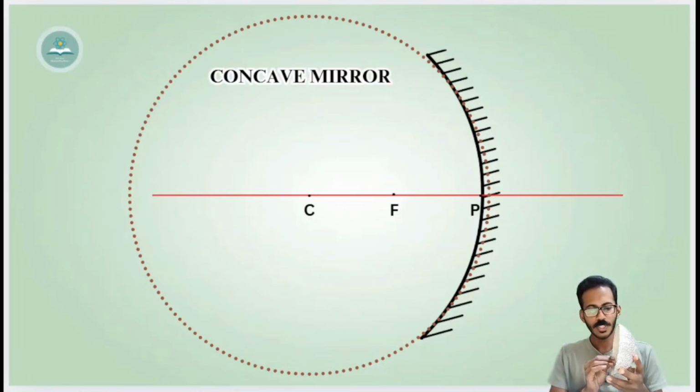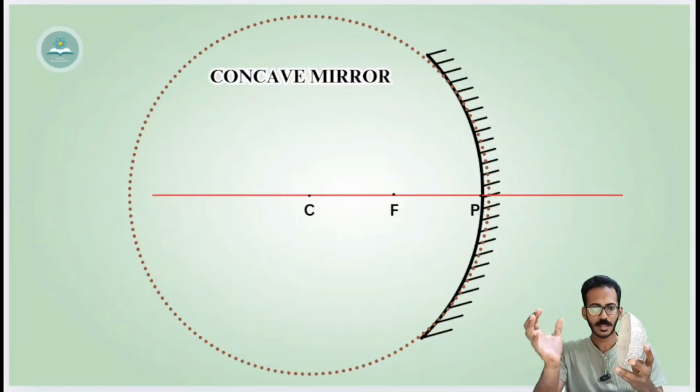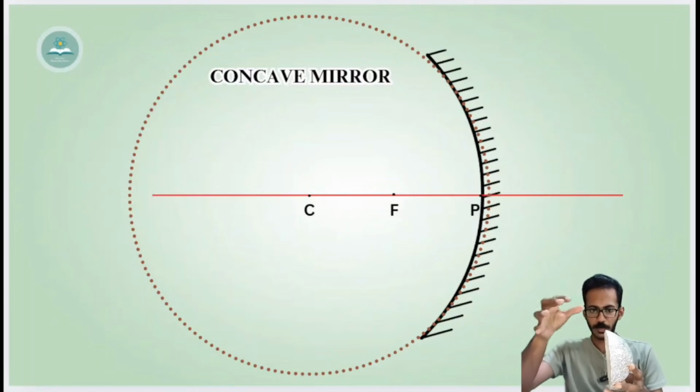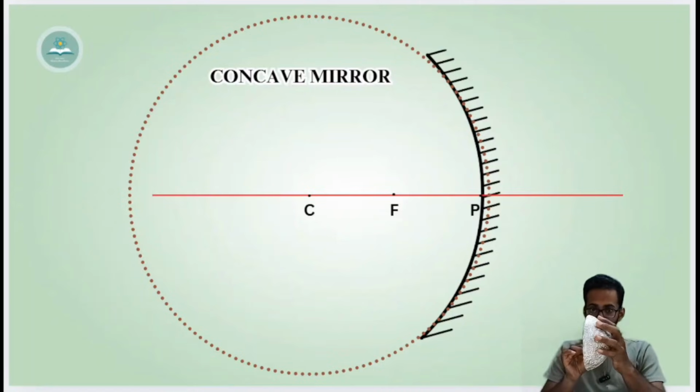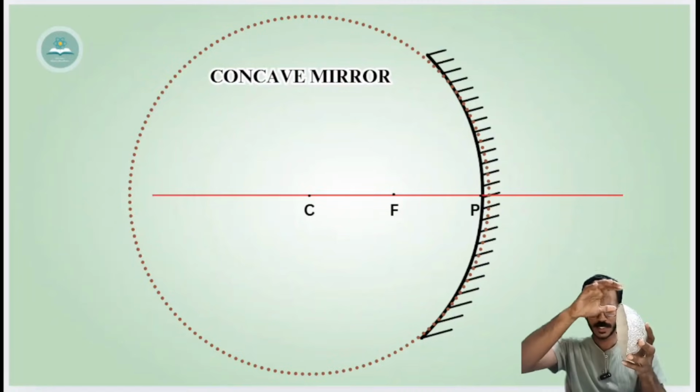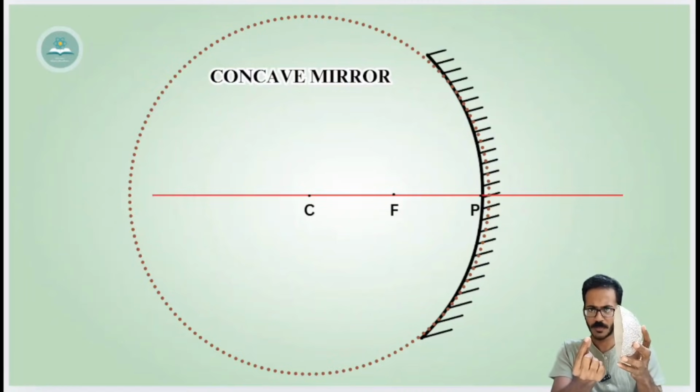Let's see. For this one, this was supposed to be the sphere here. But the reflecting surface is on this side, so we don't have any points here. If this is the sphere, this will be the center of the sphere. This particular point is called the center of curvature. Now, from the pole, if I draw a line to the center, that line is called the radius of curvature.